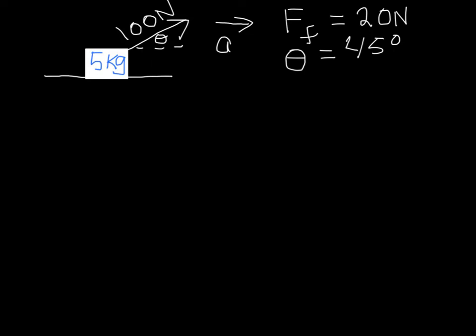Okay, this is Mrs. Black, and here we have a 5 kilogram box being dragged along this surface to the right with a force of 100 newtons at an angle theta. The friction is 20 newtons and the angle is 45. It's accelerating to the right because that's the direction that it's being dragged.